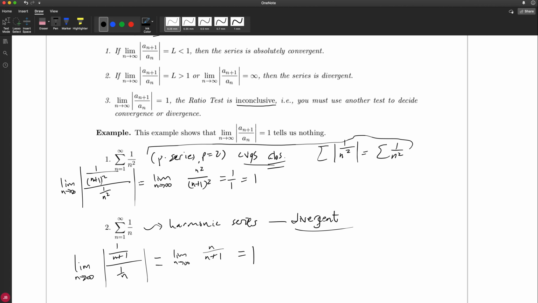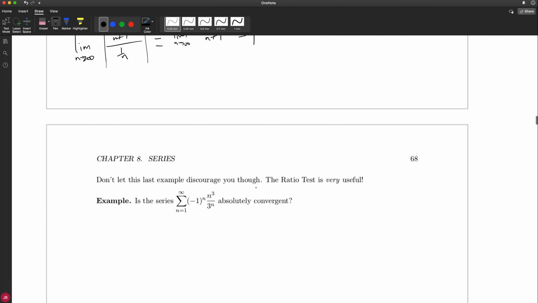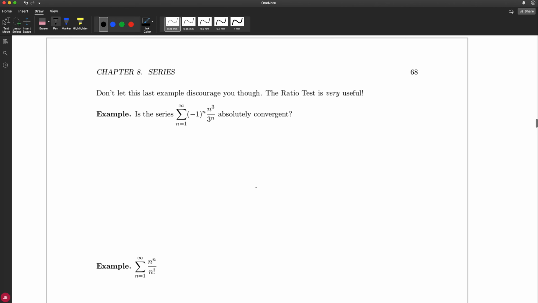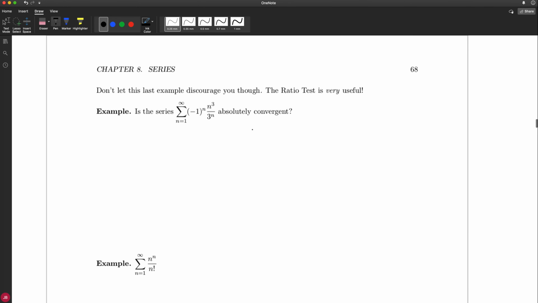And so let's just turn the page to page 68 and look at somewhere that the ratio test does give us something useful. Okay, here. So this right here is the summand. This is what you would call a_n, right? This negative 1 to the n times n cubed over 3 to the n, excuse me.